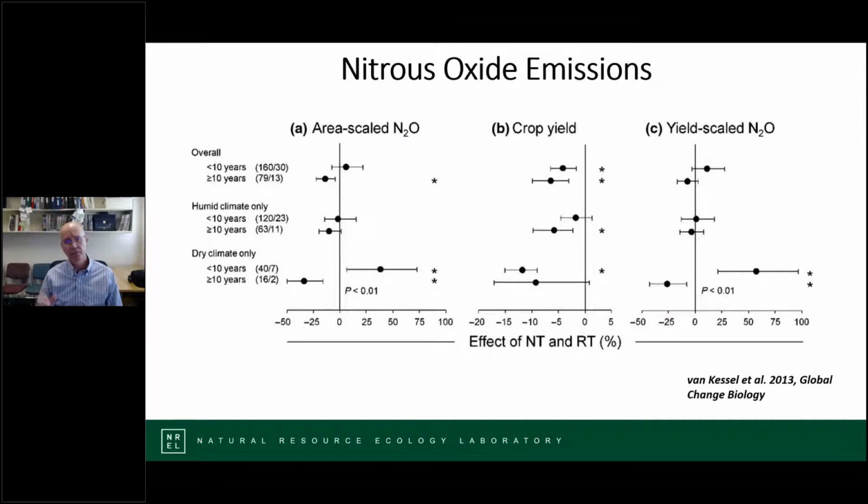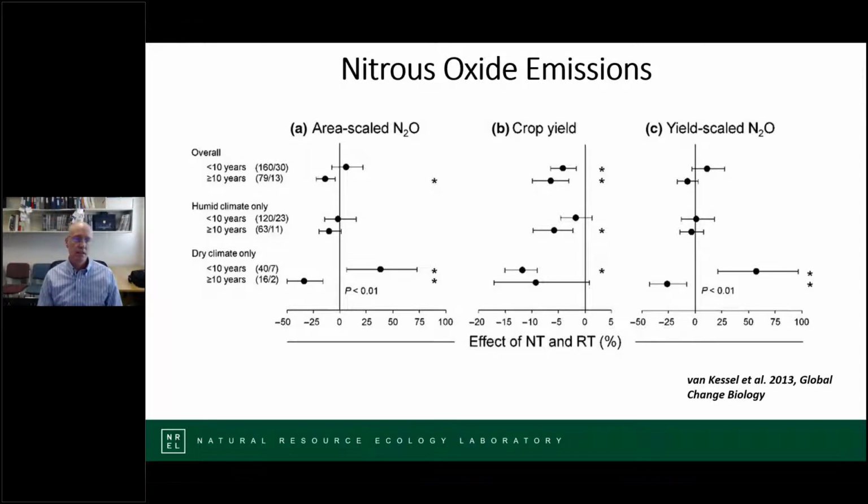Another thing, briefly, I mentioned is nitrous oxide emissions. This is an article by Van Kessel et al. in 2013, and I have you focus here on the A plot, in which positive values mean there's an increase in N2O emissions, and they group no-till and reduced-till here. And a negative value means a decrease.